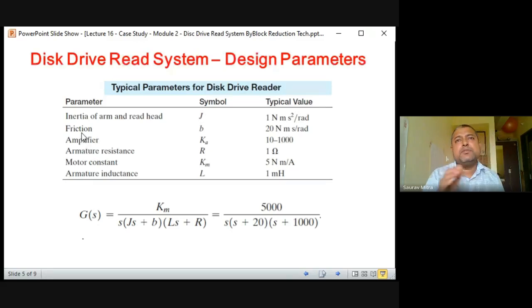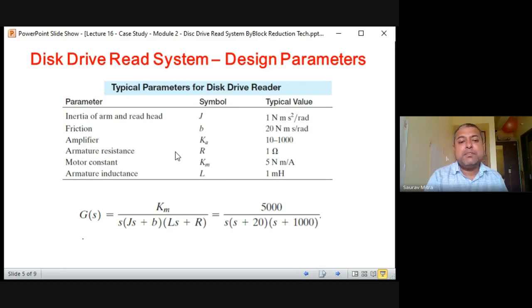Friction. Whenever the head is rotating, there is a 100 nanometer gap between the head and the disc, I'm sorry, not Newton meter. But whenever there is a rotating element, it is being opposed by air. So there is always a friction, and that friction is given by B. What are the typical values? It is given here. B is 20 Newton meter second per radian, and the inertia of the arm and read head is 1 Newton meter second square per radian. So these values and these units, please remember.